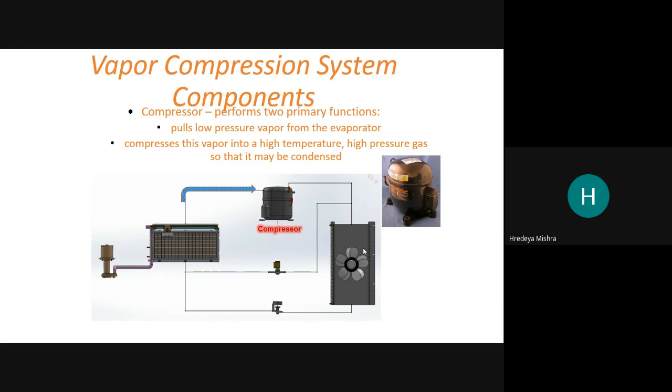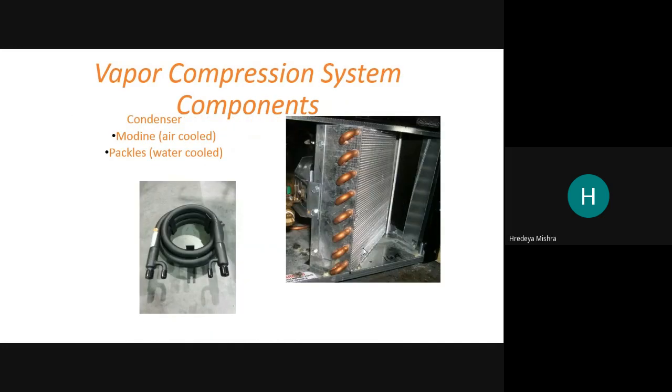From the compressor, it goes to the condenser. So this is our condenser. Copper fins and copper pipes are used in the condenser. They can cool down the temperature of the vapor. Air cooled and water cooled types exist. So these vapors flow through this pipe, and it is air cooled or water cooled.